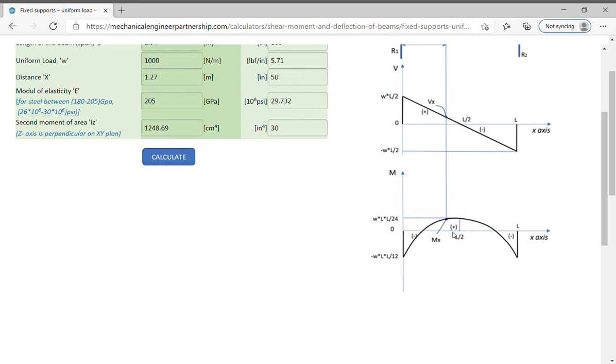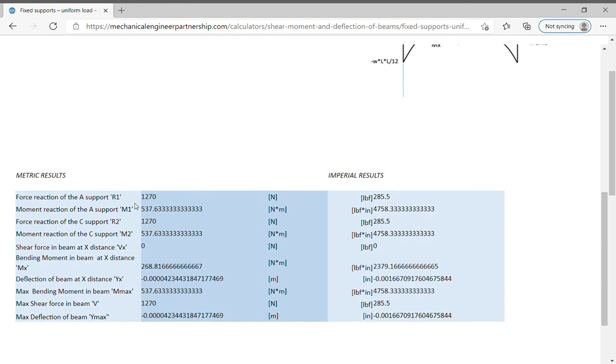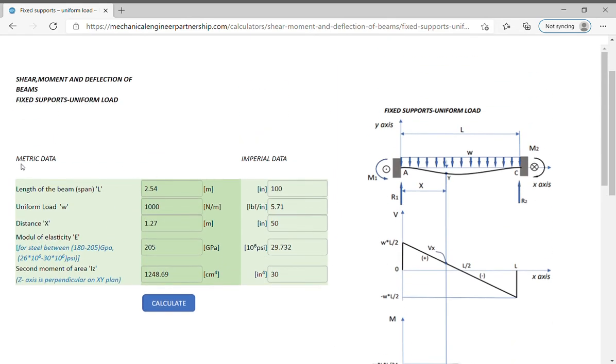The results are: force reaction of the A support R1, moment reaction of the A support M1, force reaction of the C support R2, moment reaction of the C support M2, shear force in the beam at x distance Vx, bending moment in the beam at x distance Mx, deflection of the beam at x distance, maximum bending moment in the beam Mmax, max deflection of the beam, maximum shear force in the beam V. Initial data in International System Units on the left side have equivalent data in Imperial System Units on the right, but the two blocks work independently.